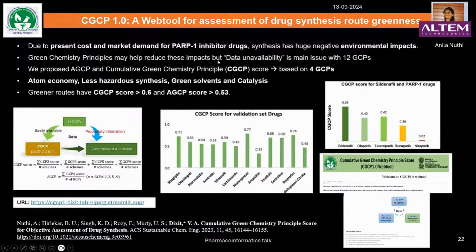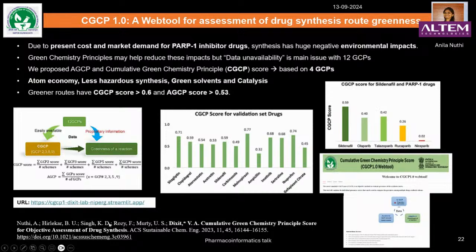But as we know, the synthesis of these compounds is very challenging, and it leaves a huge negative environmental impact because you end up generating a lot of waste during the synthesis. There are green chemistry principles already available that allow us to reduce the impacts. But most of the time, the key challenge is the unavailability of the data, and therefore we have tried our own method to tackle this problem and came up with a cumulative green chemistry principle score that is based on the key green chemistry principles of atom economy, less hazardous synthesis, and green solvents.